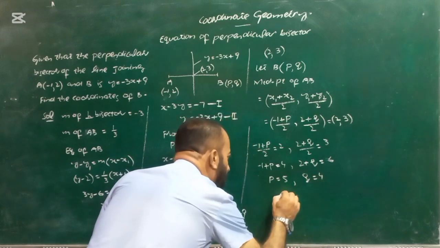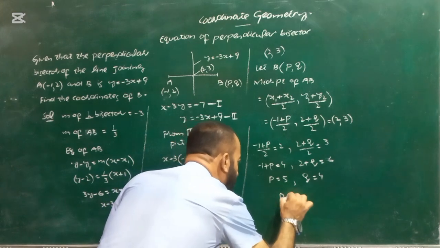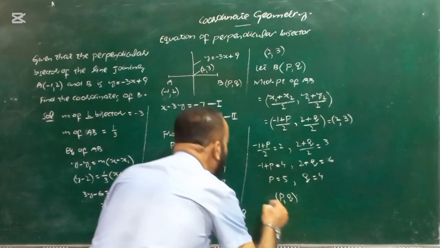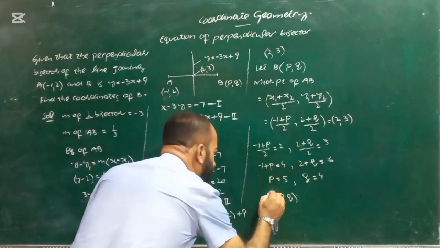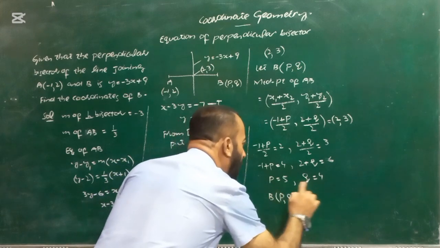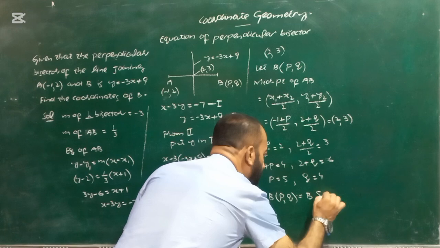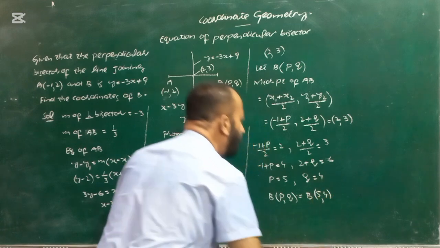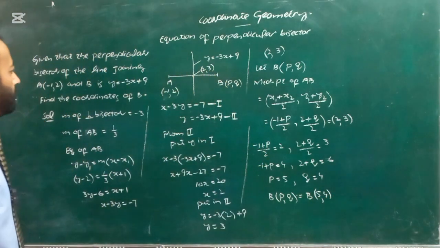So it means the PQ point, that is the B point, is (5, 4). So this is the solution of this question.